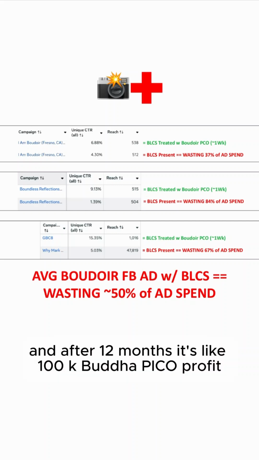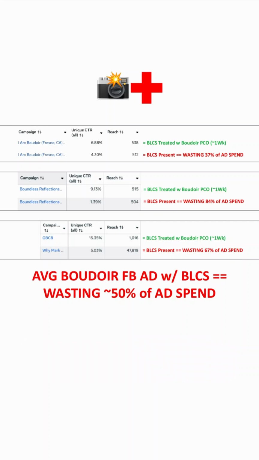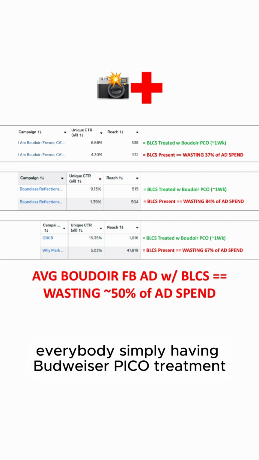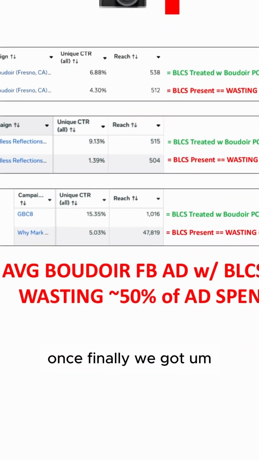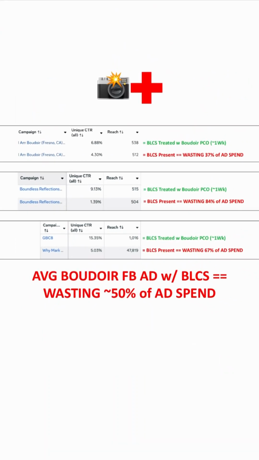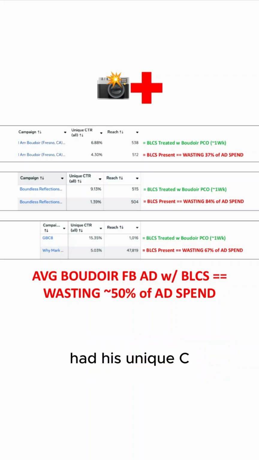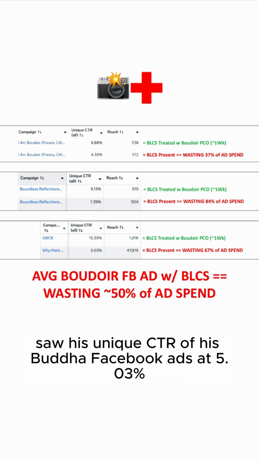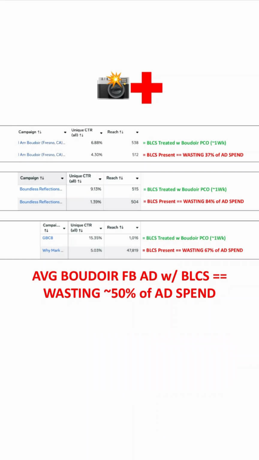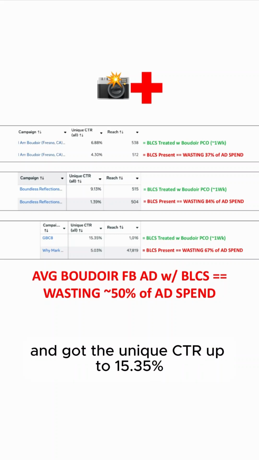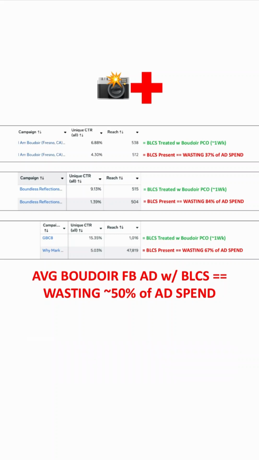And after 12 months, it's like 100K Boudoir Pico profit, literally by simply having Boudoir Pico treatment once. Finally, we had a patient come in at my hospital, who saw his unique CTRL of his Boudoir Facebook ad was 5.03%. So we treated it with Boudoir Pico. It took about a week, got the unique CTRL up to 15.35%. And we saw that the original was wasting 67% of ad spend.